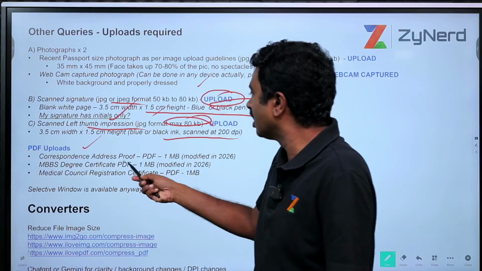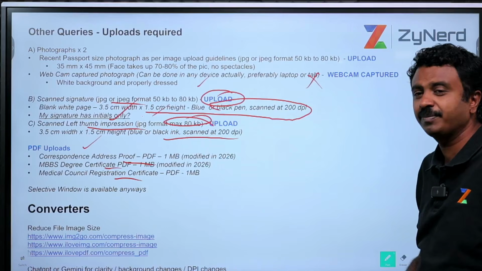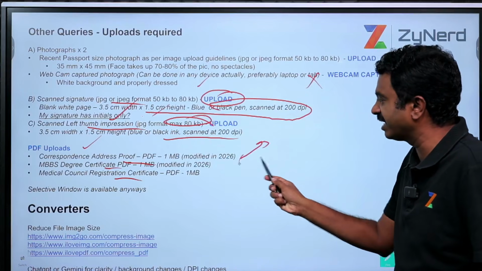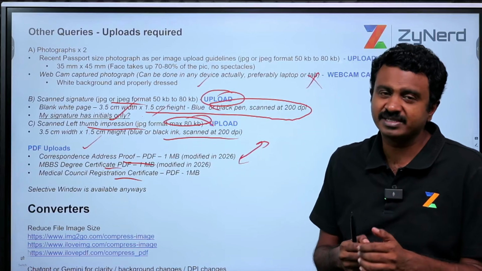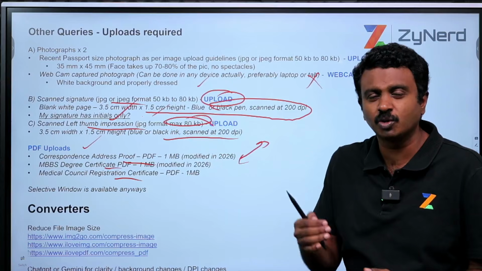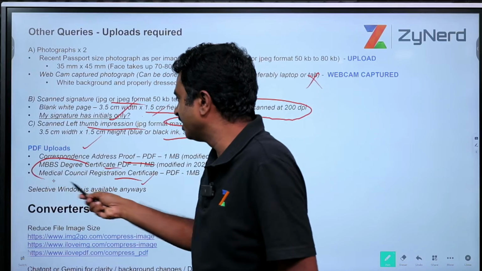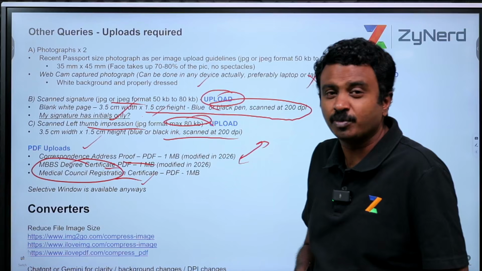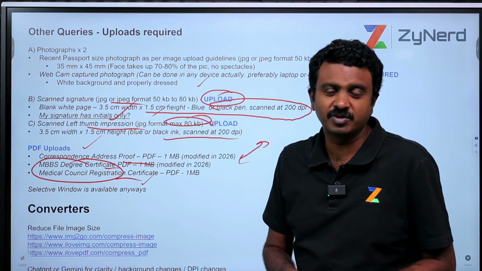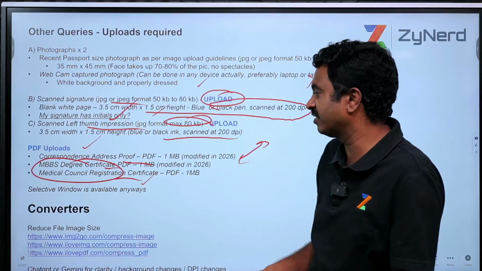PDF uploads: correspondence address proof, MBBS degree certificate and medical council registration certificate, these PDFs have to be uploaded. Some candidates have asked whether they should upload Aadhaar front and back. Obviously, if it is the correspondence address, it has to be there, so both front and back have to be uploaded. Medical council registration, we have already mentioned what all to be uploaded. In case you don't have your provisional or final degree certificates or provisional or permanent registration certificates, go back a few minutes, you will have the answers for that.